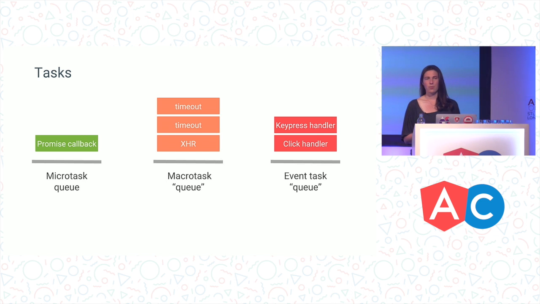So in testing, what we want to know essentially is, when are my microtask and macrotask queues empty? When can I safely move on with my tests? And so we can do this with Zones.